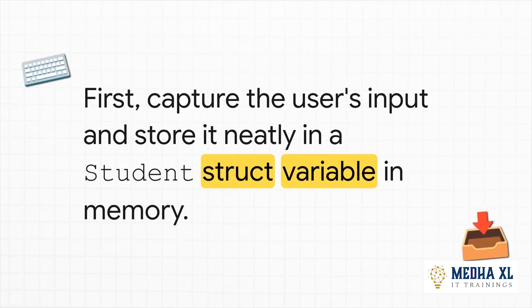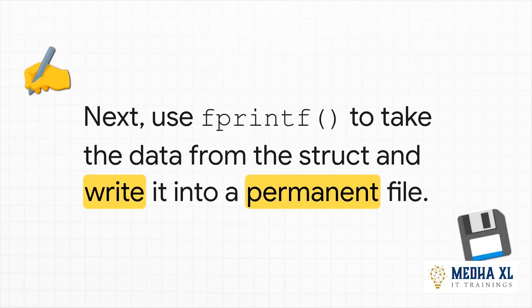So here's the flow. Step 1. Our program asks the user for the student's name, their roll number, and their marks. It takes those three pieces of info and neatly packs them into our student struct variable, which is sitting in memory. Next up, we open our storage box, which is just a text file. Then we use a function like fprintf to basically copy the information from our organized struct and write it right into that file. Just like that, our ID card is now officially in the filing cabinet.